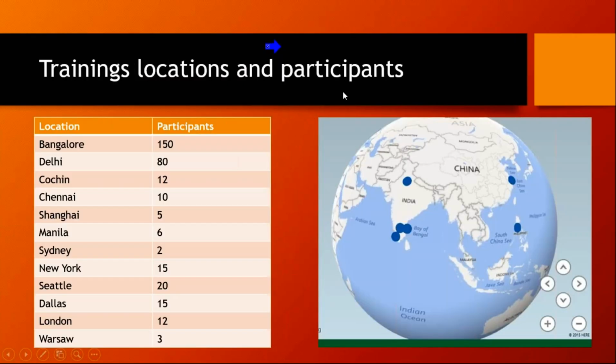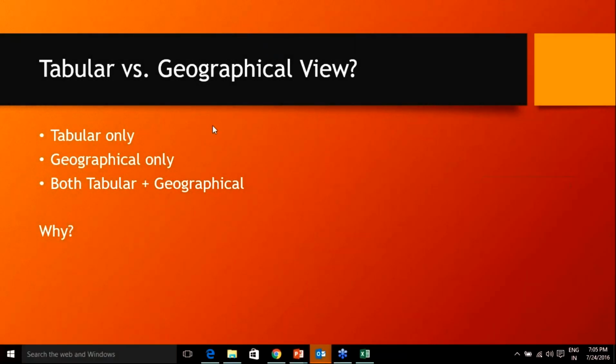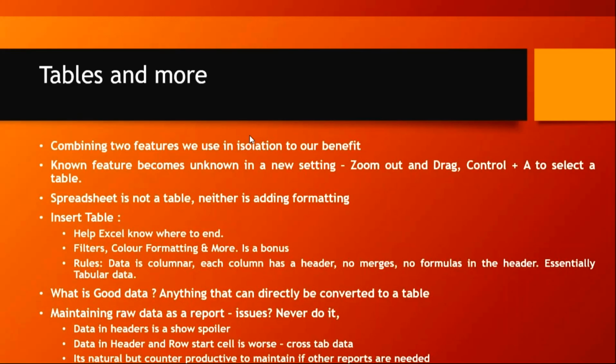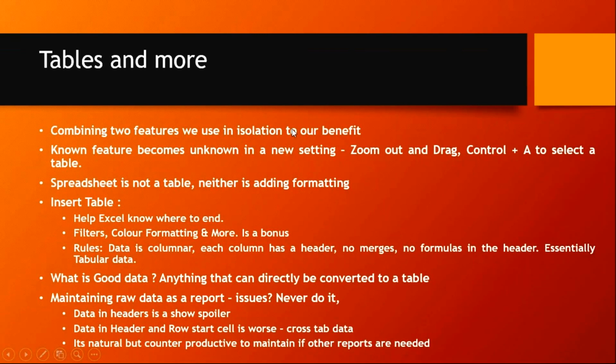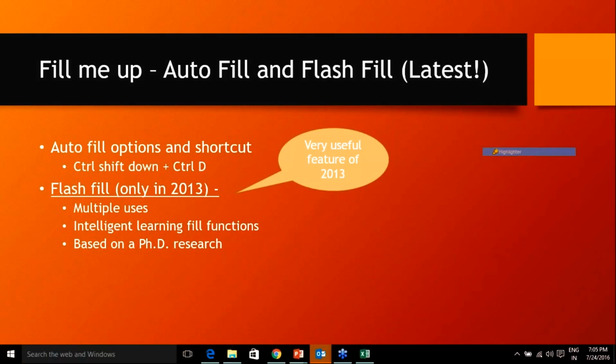So again, we'll talk about Excel Power Maps in the next class. But in this class, we're going to talk about tables, how to use tables, the benefits of using tables in Excel, and how we can actually maintain data properly in Excel. Autofill and flash fill, which is a really useful feature in 2013, probably one of the most important reasons why you should have Excel 2013 is a function called flash fill, which is based on a PhD student's research, right?